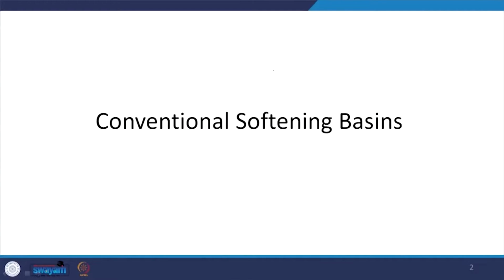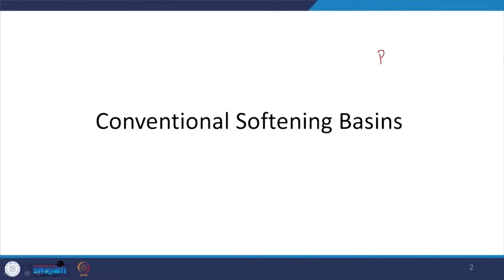In the last session, we looked at a couple of problems relevant to lime soda softening. So let's go forth from there. Lime soda softening, what is it that we are trying to do? We are trying to remove hardness. And what is the principle here? The principle is dissolution and precipitation.